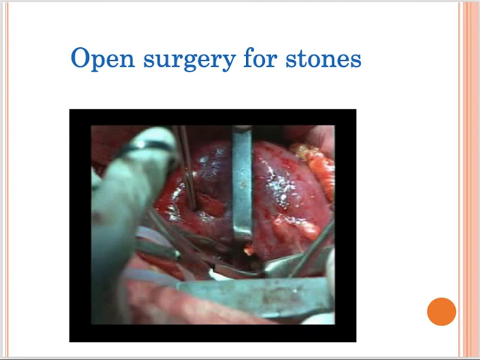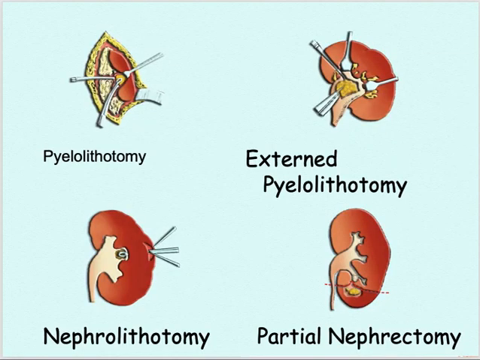Now you can see over here pyelolithotomy. What is pyelolithotomy, by the way? Pyelolithotomy is when the stones are in the renal pelvis. So what they do is they make an incision, and they approach that area and they remove the stone directly with some forceps. Okay, so this is there.